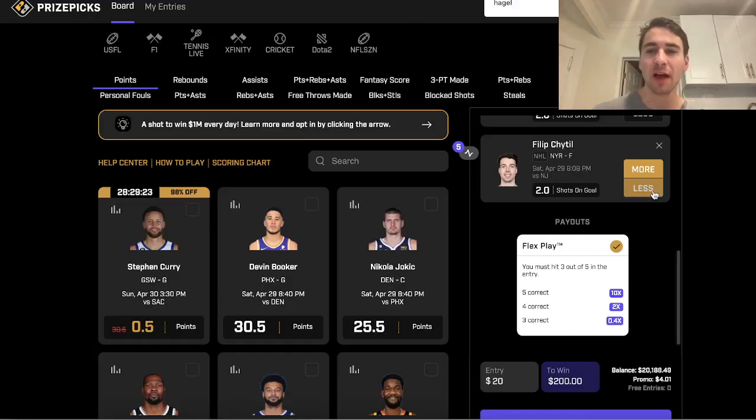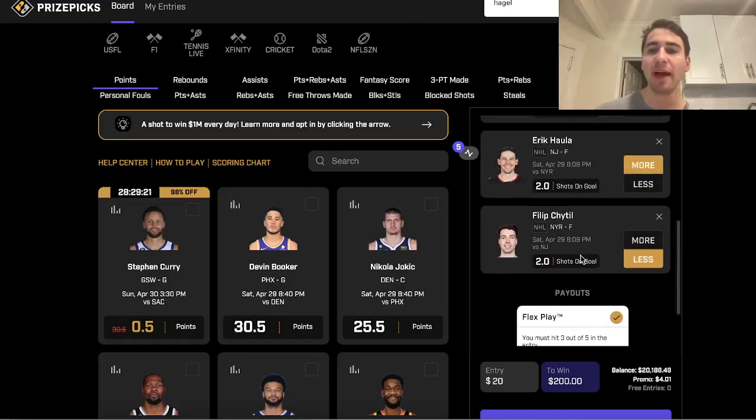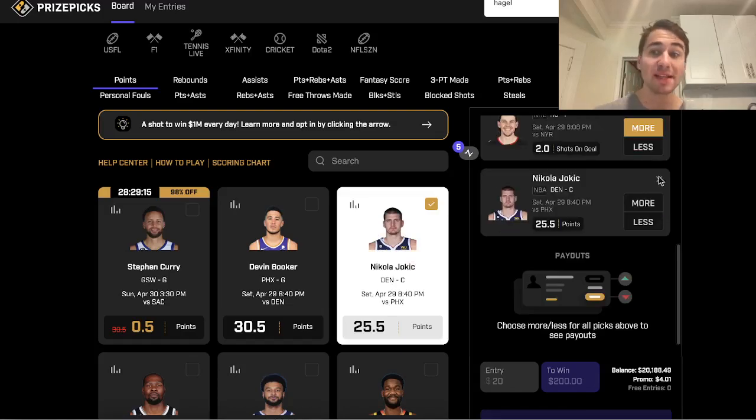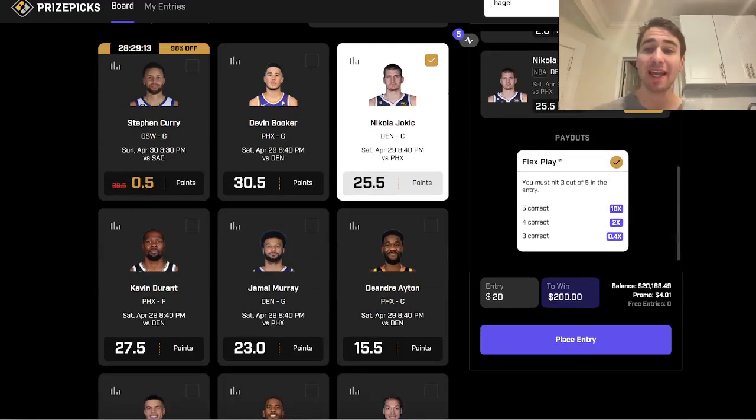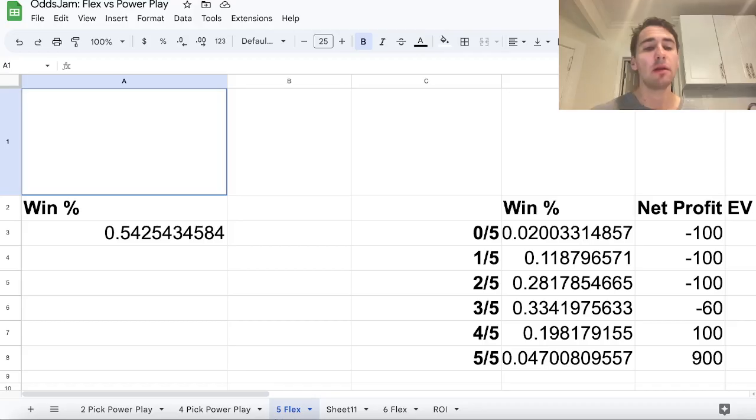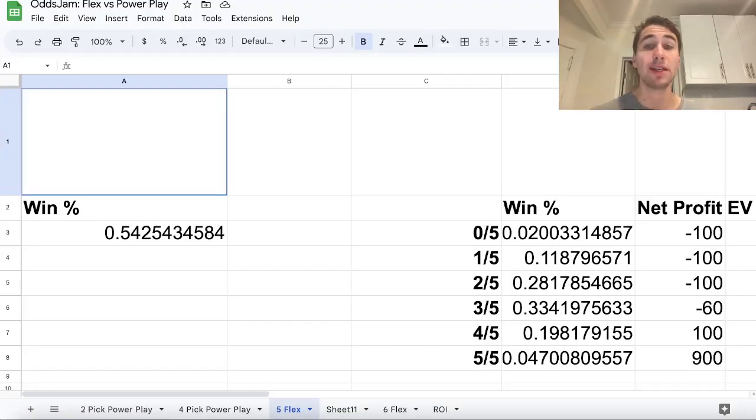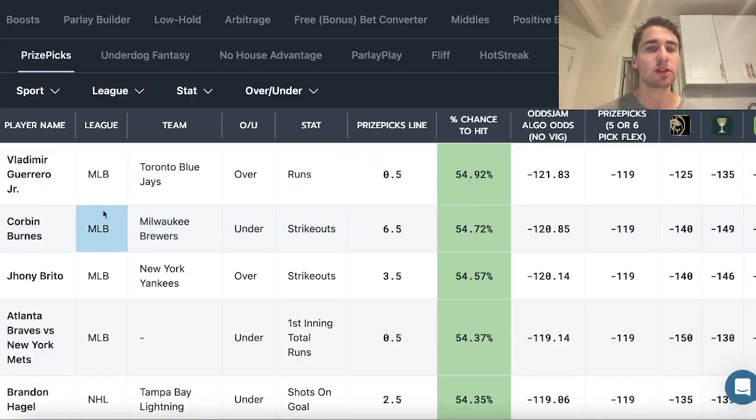And again, this is all done just taking the PrizePicks payouts and backing out: we know PrizePicks is a fixed payout platform. It doesn't matter which 5 picks I select, I'm always getting the same payout. Doesn't matter if you take overs or unders. So what does my win probability have to be to be profitable? On PrizePicks, it's 54.25%. So long story short, you just use the EV tool again.